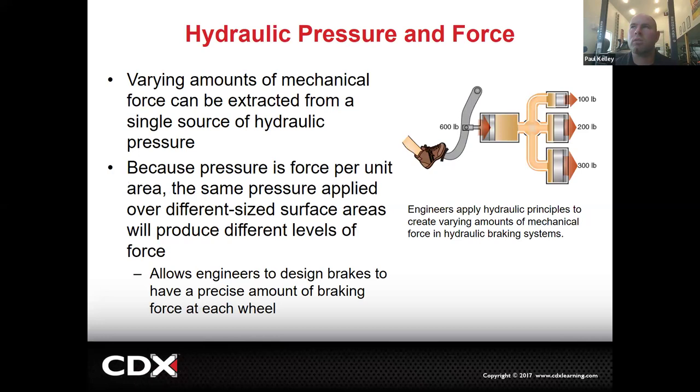Here is Pascal's law sort of in a diagram. We can use varying amounts of mechanical force to extract varying amounts of mechanical force. So what I mean by that, look, pressure is force per unit area. So for example, PSI. If we apply 600 pounds of force to this piston, we can extract 100 pounds, 200 pounds, 300 pounds, 600 pounds, 1200 pounds. We can basically manipulate the amount of pressure coming out of it, right? So not only can we manipulate it by applying more or less pedal pressure, we can manipulate it by changing our piston sizes.